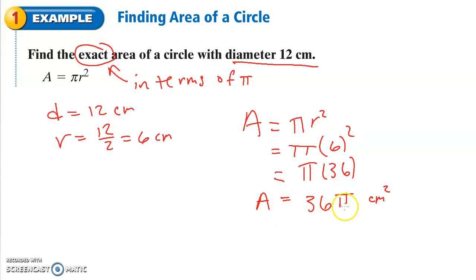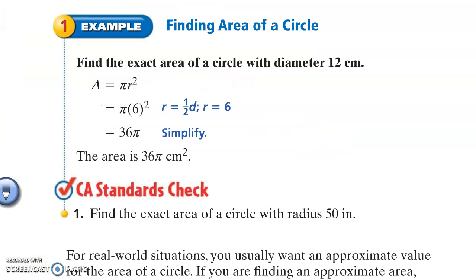Now notice I left my answer 36 pi, and I did this because they want an exact answer. If I use 3.14, that's an approximation. If I substitute 3.14 for pi in this case and multiply it, that's an approximation. That's not an exact answer because we're rounding pi to 3.14. Instead, when they say an exact answer, they want to leave it in terms of pi. There should be a pi left in your answer. Let's go back and check our book. Hey, look at that. They got the same exact thing as us, 36 pi centimeters squared.